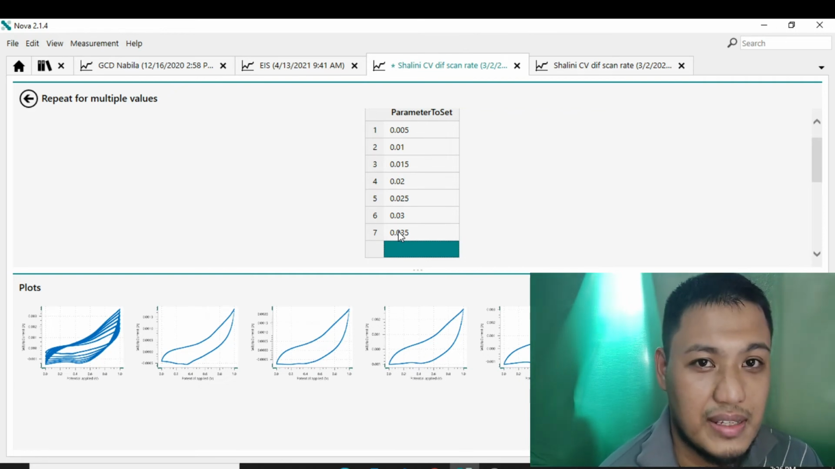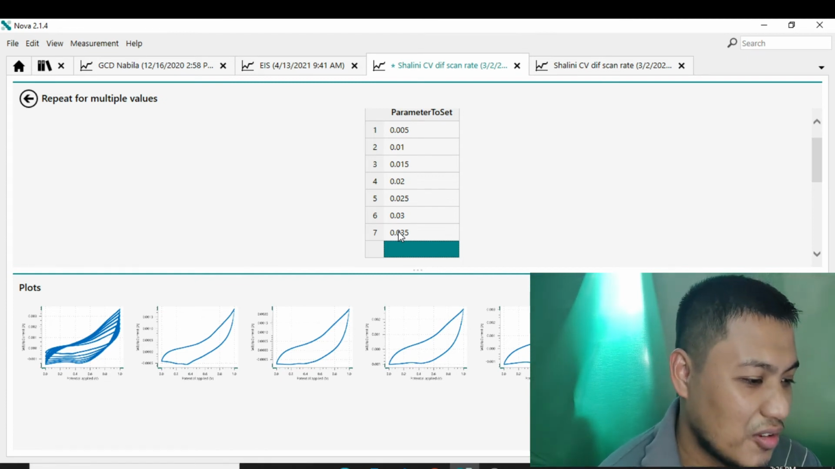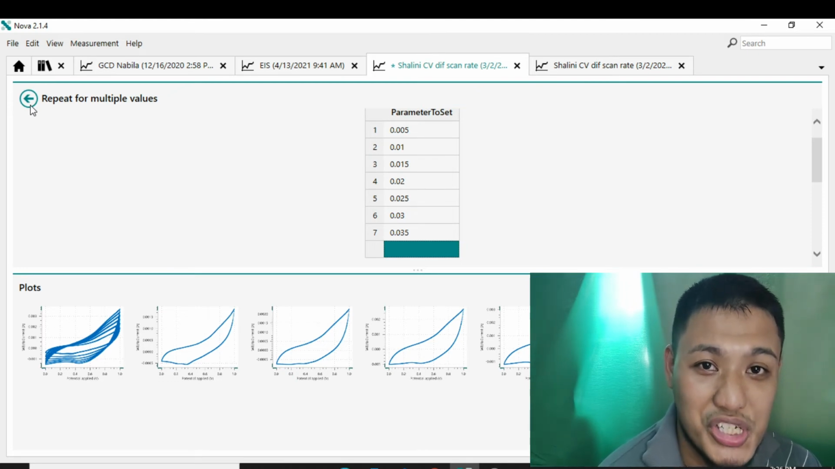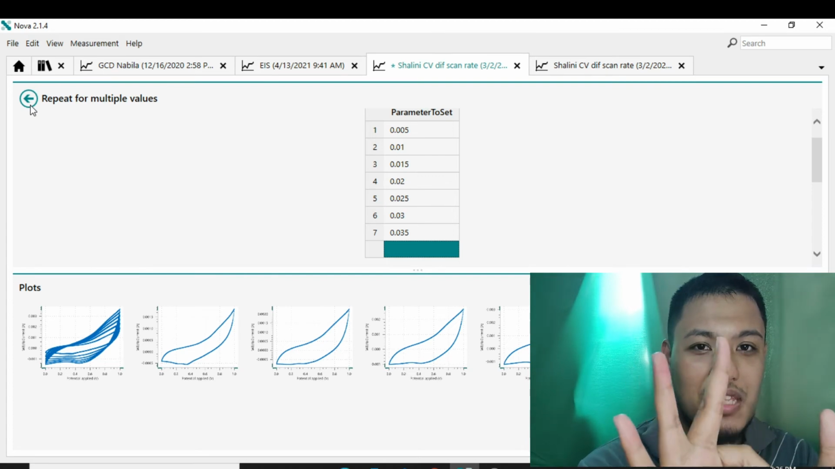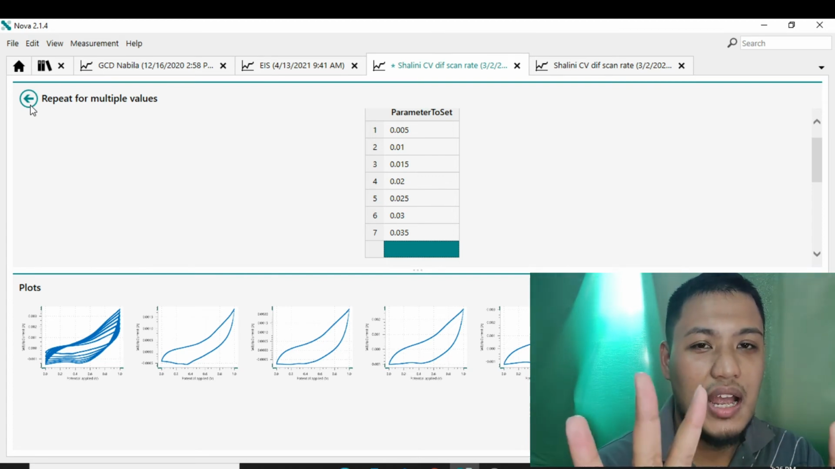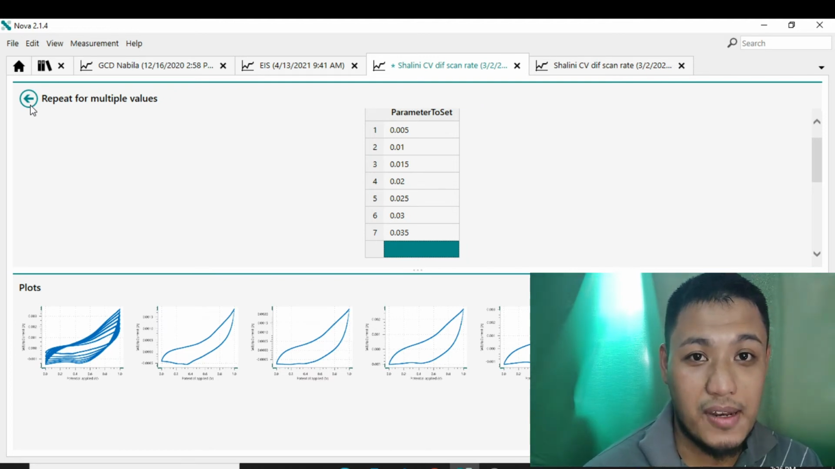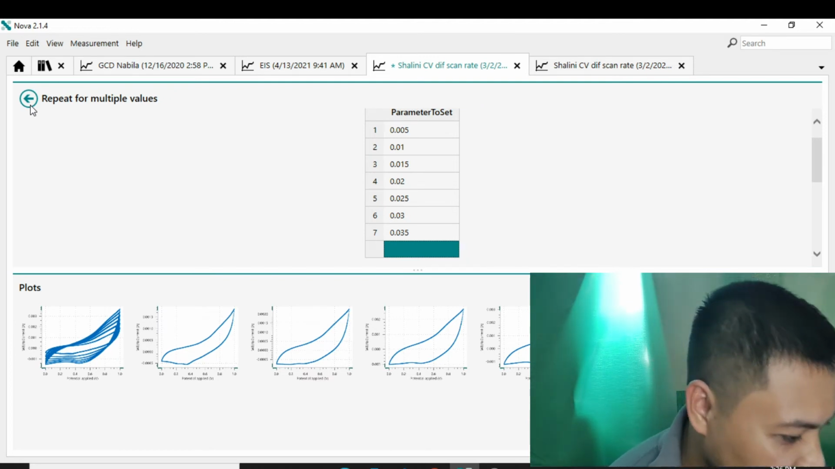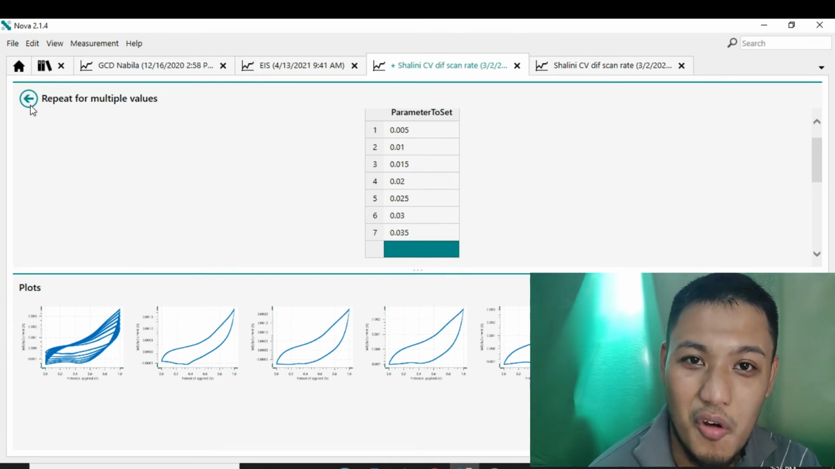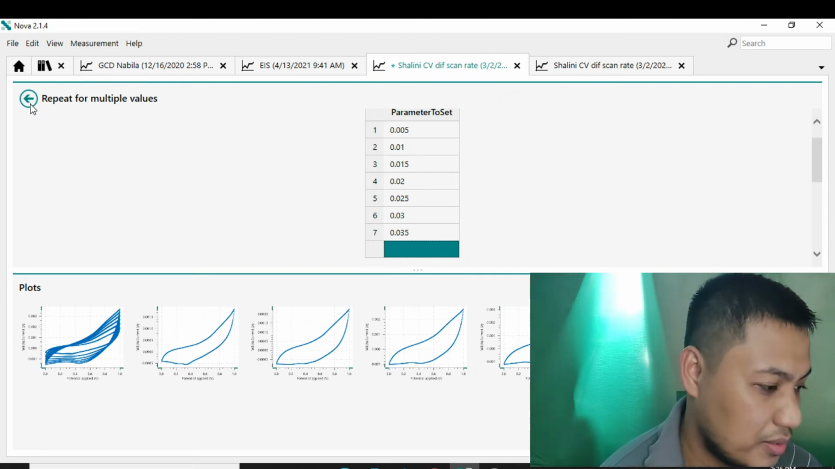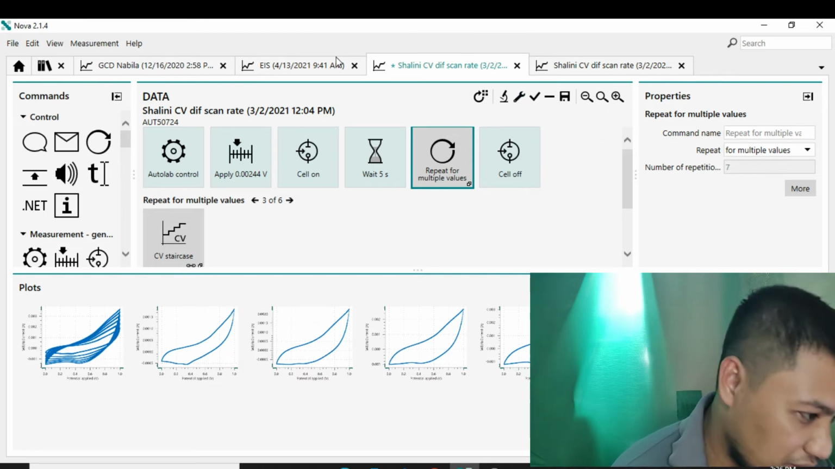Until you satisfy, you want to vary at what scan rate, it doesn't matter. For papers or journals, the minimum is 6. So you can increase 5, 10, 15, 20, 25, 30, or 10, 20, 30, 40, 50, 60. It depends on you, your creativity, and on your CV curve, whether it can retain the shape or not. If not, it's quite difficult to discuss in the papers. So just click run after that. It's quite simple for CV.